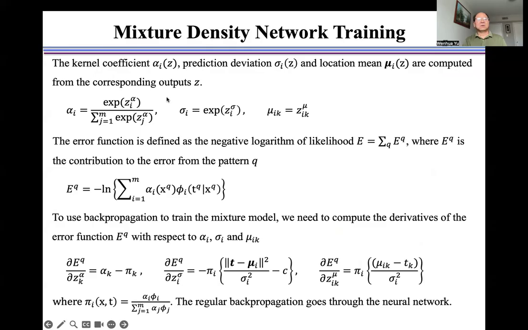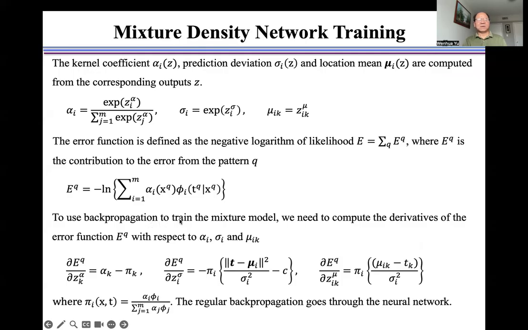The kernel coefficient alpha I, prediction deviation sigma I, and the location mean mu I are computed from the corresponding outputs Z as shown here. The error function is defined as a negative logarithm of likelihood E, where E Q is the contribution to the error from the pattern Q as shown here.